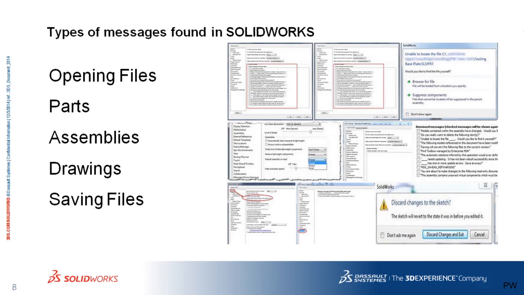Now obviously there are a lot of messages, errors, and warnings throughout the SOLIDWORKS system that you may run into. We're going to focus on the 5 basic topics, or the main ones: opening files, parts, assemblies, drawings, and saving files. And we picked out some of the more popular ones that we run into or see the most. So we're going to hit those.